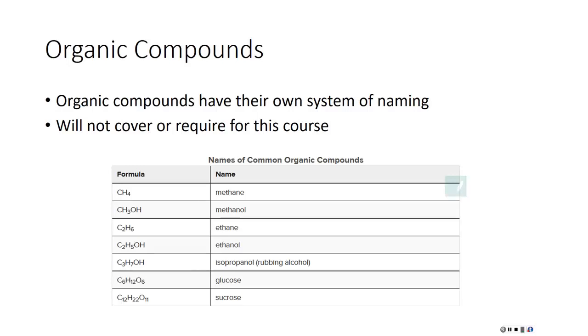Glucose, sucrose, C6H12O6, C12H22O11 here. These are sugars. So different types of sugars have different formulas, and because of that, they have different names, and it goes into a whole other type of convention for you.